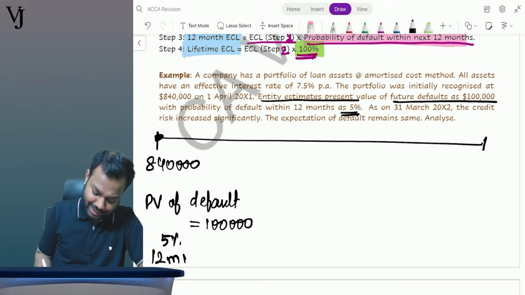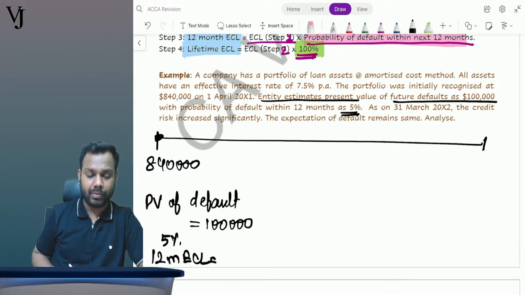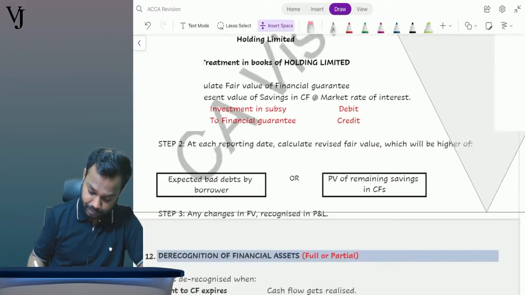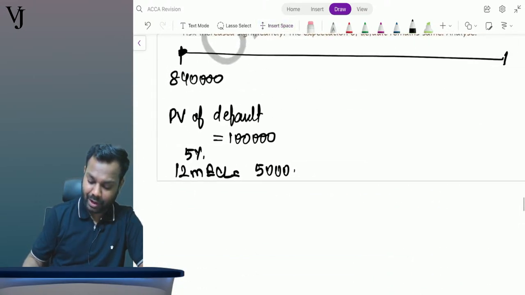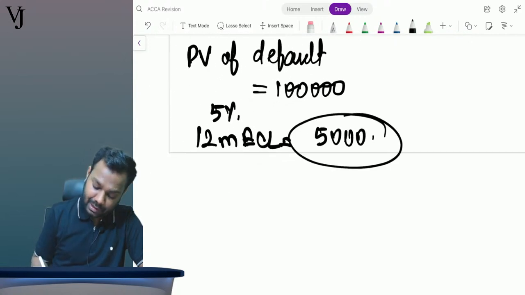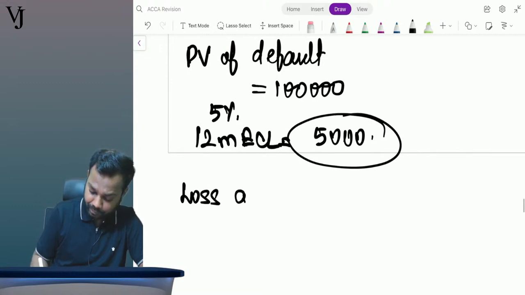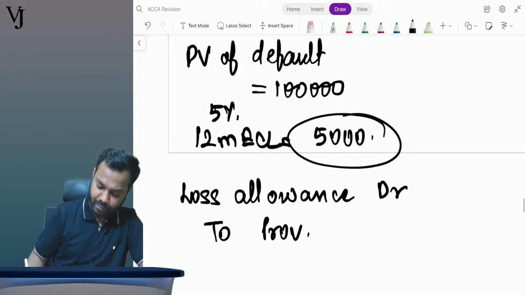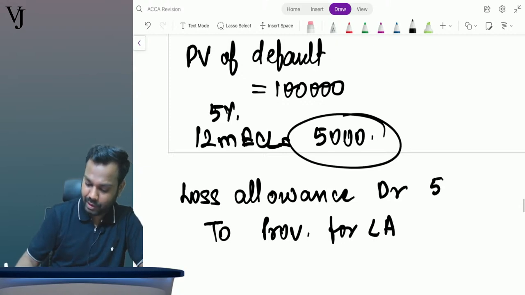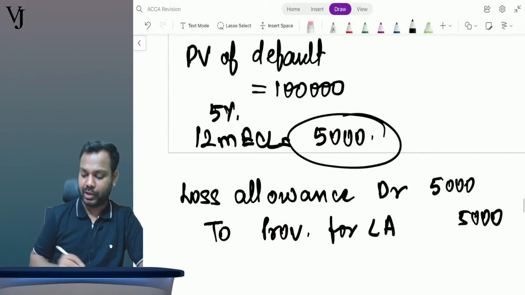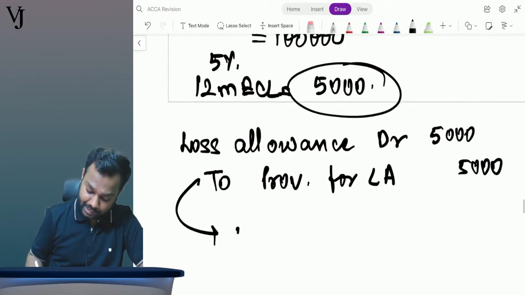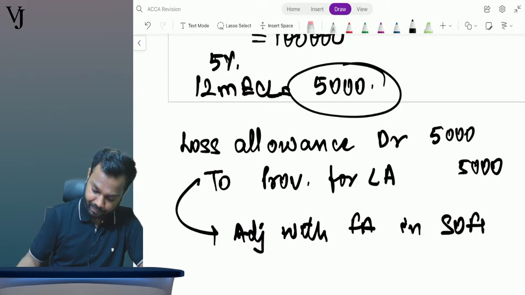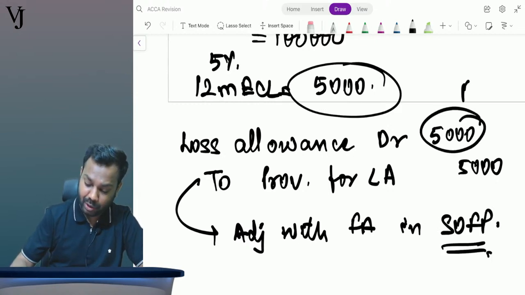So, what is my 12-month ECL? My 12-month ECL is 5,000. So, how will I record the asset? I will record this as: loss allowance account debit, provision for loss allowance 5,000. Now this will get adjusted with the financial asset in the SOFP, and this will be transferred where? To P&L.